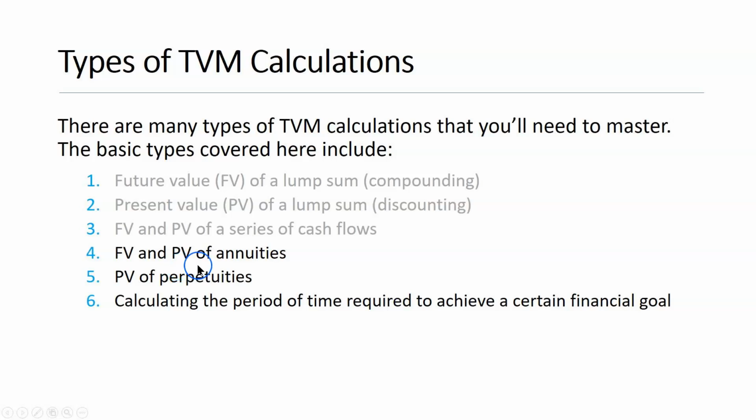Let's continue. So far, we have learned how to evaluate the future and the present value of a lump sum, in other words, compounding and discounting processes. We have also learned how to calculate the future and present value of a series of cash flows. Now let's focus on doing the same for annuities and perpetuities.